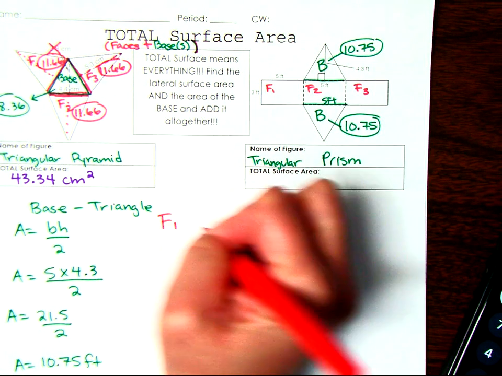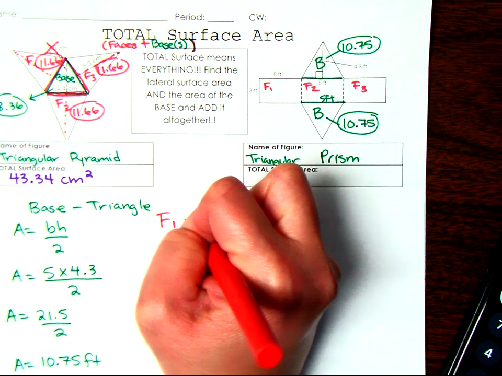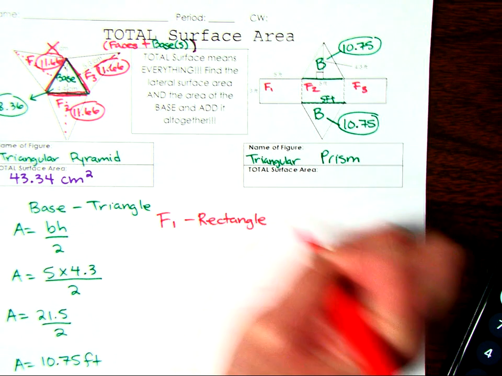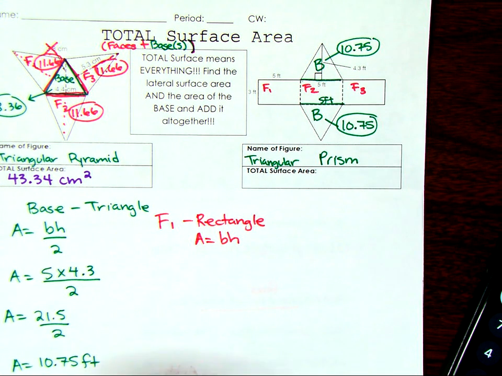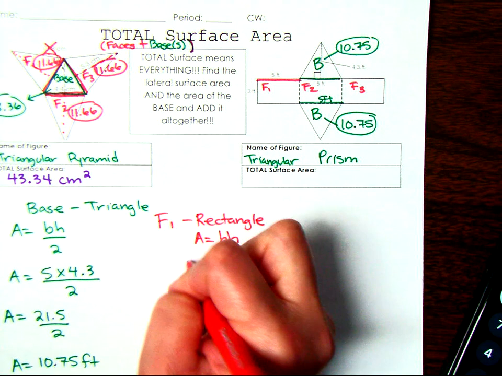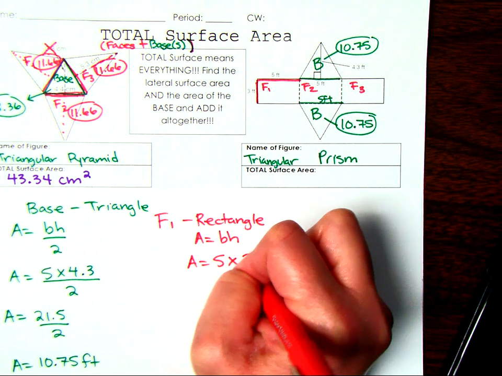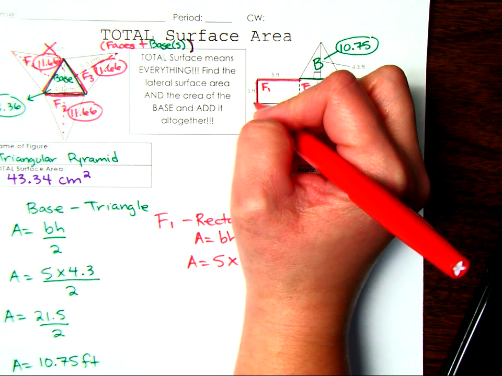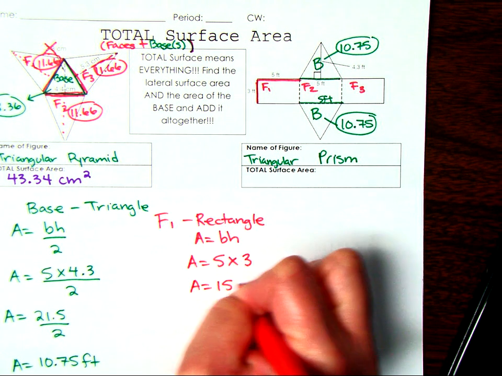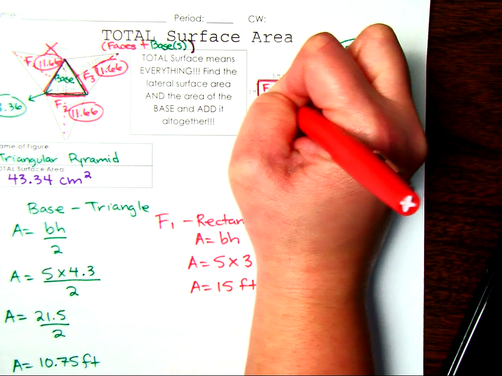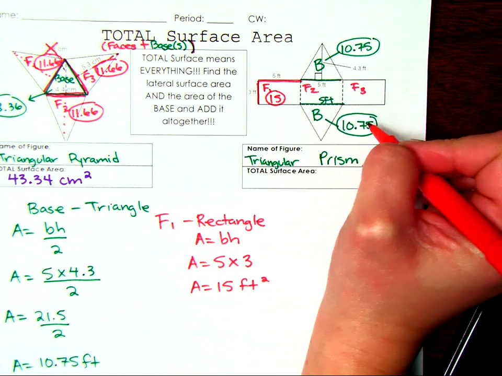So face 1. Well, this is a rectangle. So we're going to use the area formula for a rectangle. And the area formula for a rectangle is base times height, or length times width. So the base, or the length, is 5. The height, or the width, is 3. Or technically you could say this is the length and this is the width. But either way, 5 times 3 or 3 times 5, you're going to get the same product as 15. Okay? So I know that this one is 15. I just like to circle them so it helps me say, okay, this is the area of this shape, this is the area of this shape, this is the area of this shape.